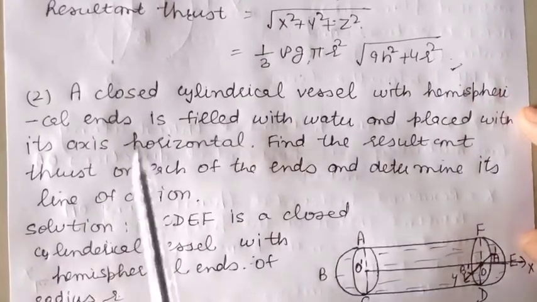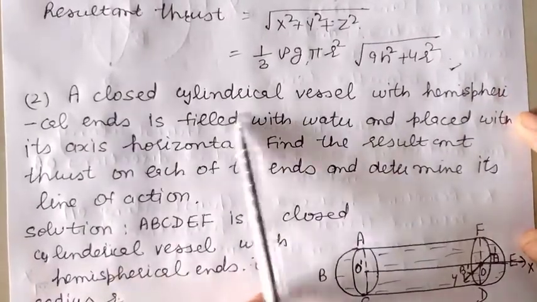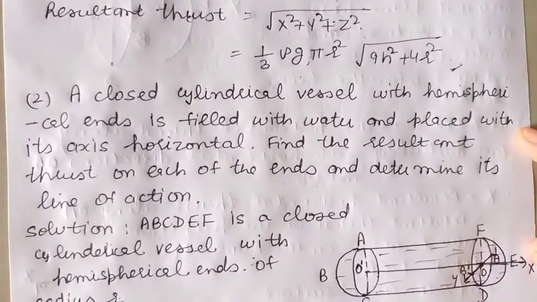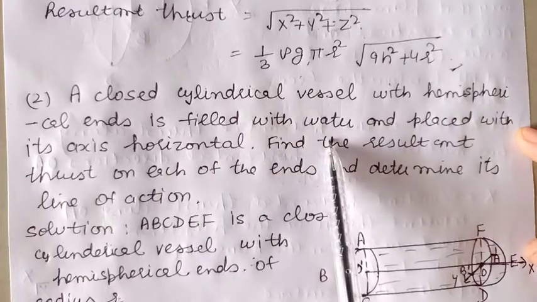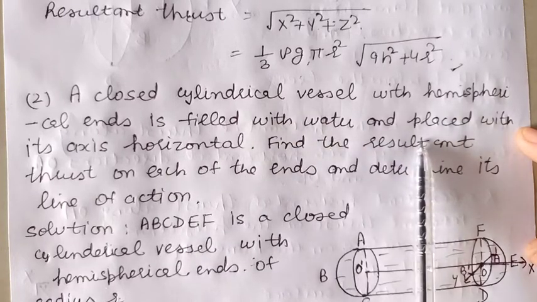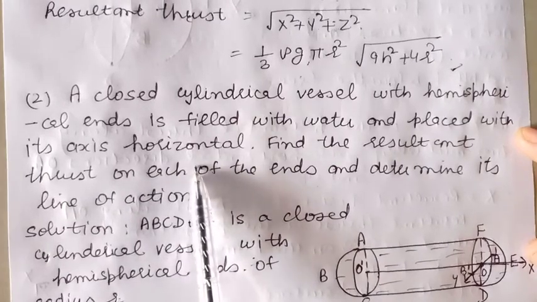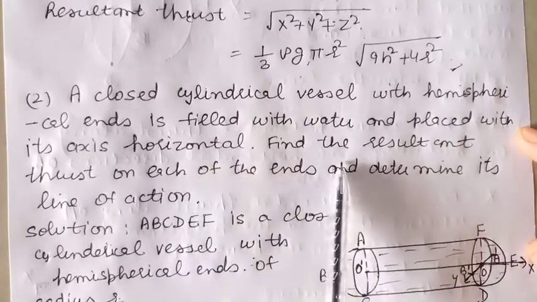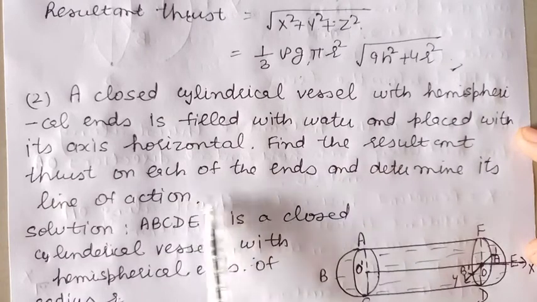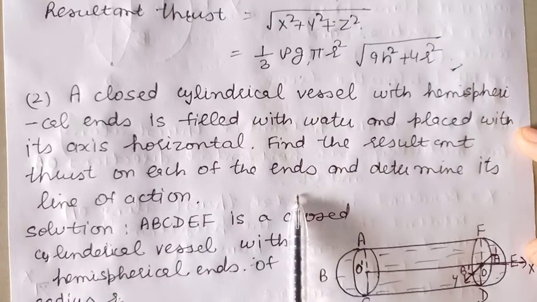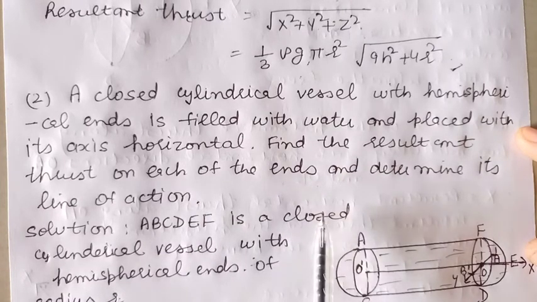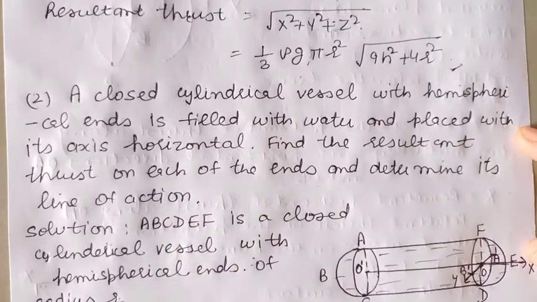Now the next problem is a closed cylindrical vessel with hemispherical ends, filled with water and placed with its axis horizontal. We have to find the resultant thrust on each of the ends and also its line of action.